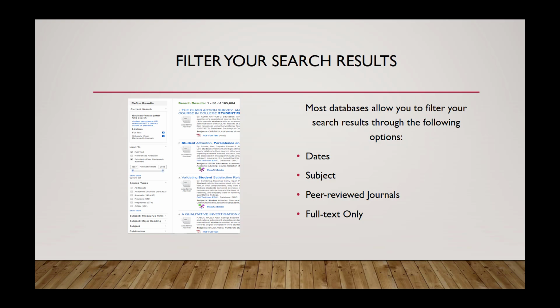And you can go ahead and look down the side here on the left. There's many different ways. You can just say, I just want academic journals, or I can go by subject major heading, subject, or publications. So there's many ways to just go through there and filter that out.